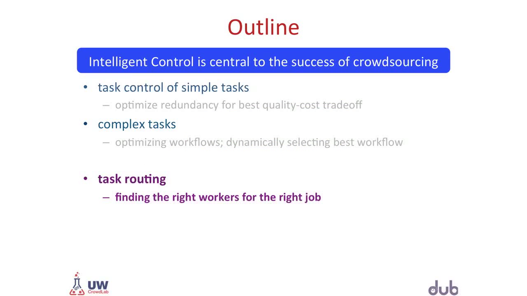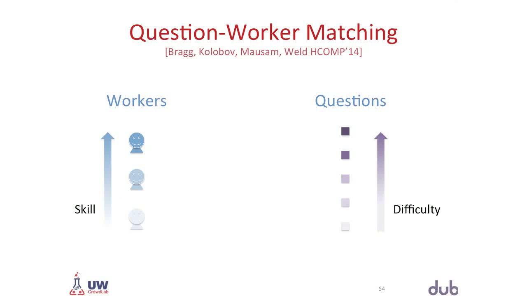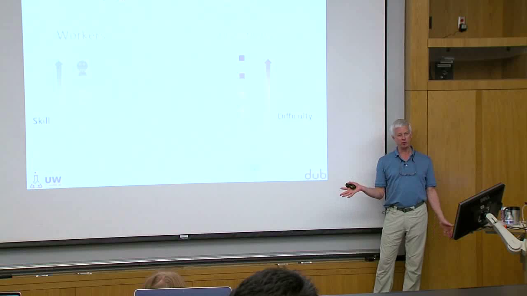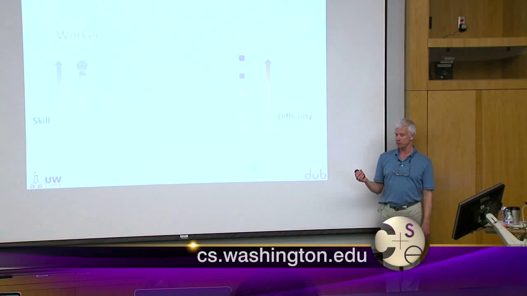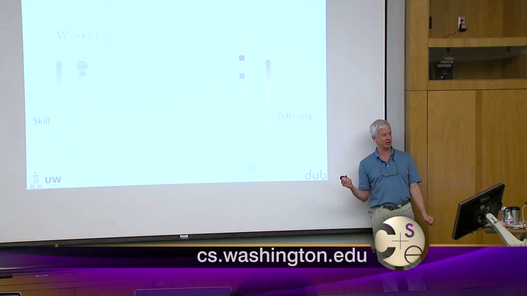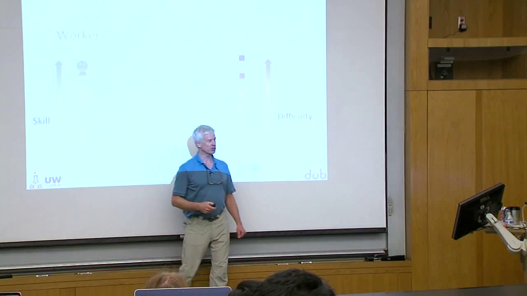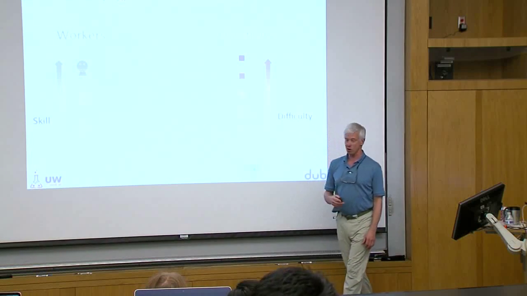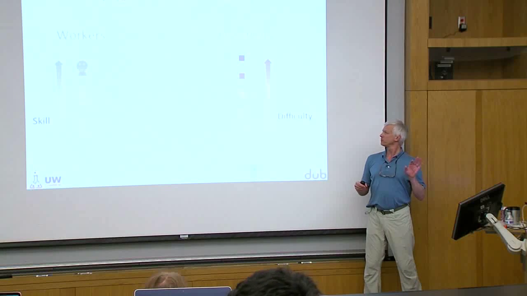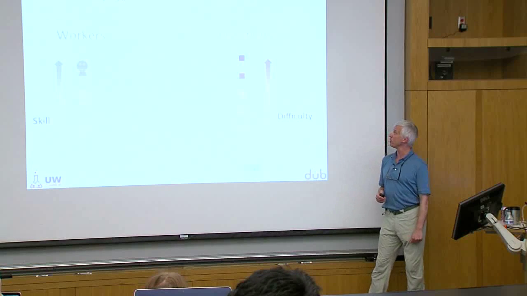So the next thing I want to talk about is task routing. And here the basic idea is oftentimes we've got a set of questions and they vary in difficulty. Some are really easy, some are really hard. Maybe we can predict with some sort of classifier whether they're likely to be easy or hard. And similarly, we've got some workers who are novices and other workers who are highly skilled. And there's an interesting routing question about what should we do.